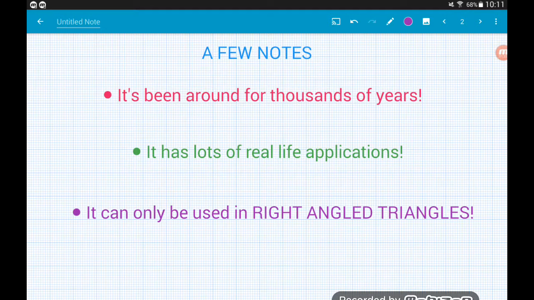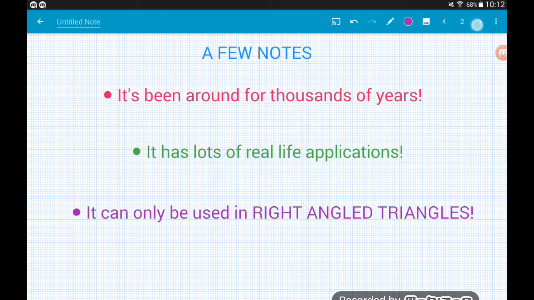So on that note, Pythagoras can only be used in right-angled triangles. If you haven't got a right-angled triangle, it's not time to play Pythagoras. Unless, of course, you can do something to split your triangle into two right-angled triangles, and then you can play Pythagoras like that. In this video, we're just going to be going over very simple questions. Later on in the playlist, there will be harder questions and some exam-style questions too.